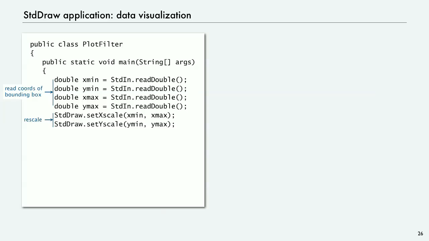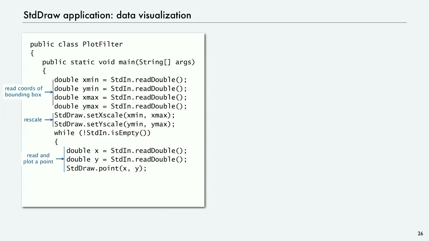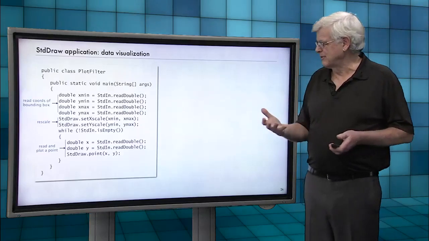That's all we're doing, telling standard draw to rescale the drawing so that the smallest x is x min and the largest y is y max, and so forth. Now what we're going to do is just read from standard in x, y coordinates, pairs of numbers that are x, y coordinates within that bounding box, and then draw a point at that coordinate in the drawing. And that's it. So pretty simple program, and it could hardly be simpler.